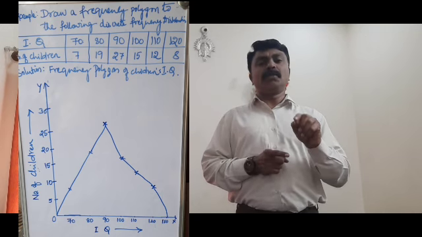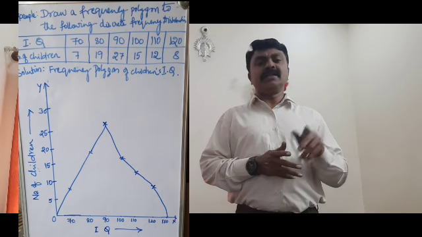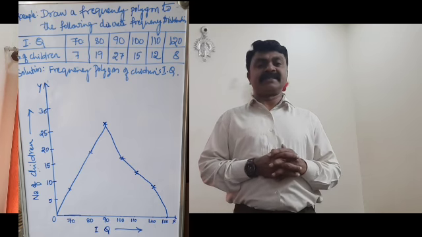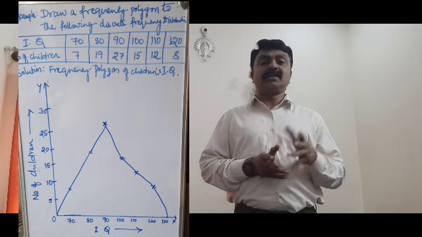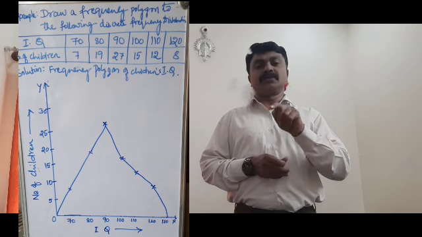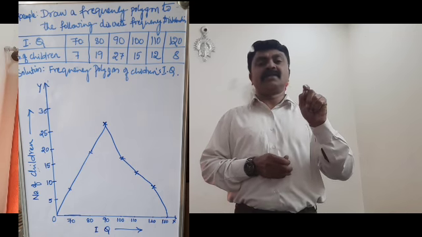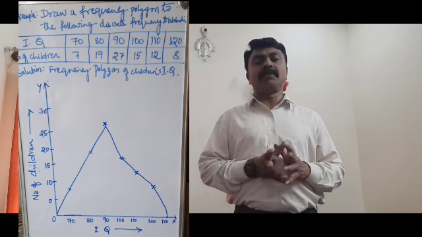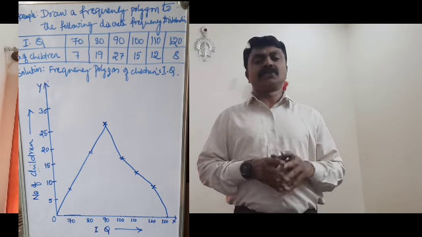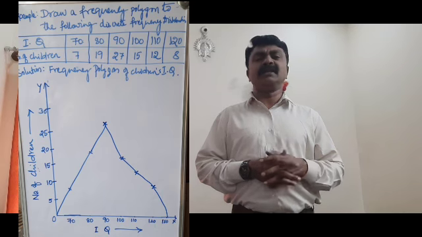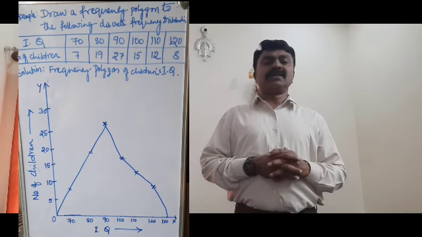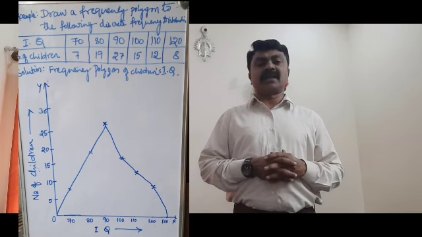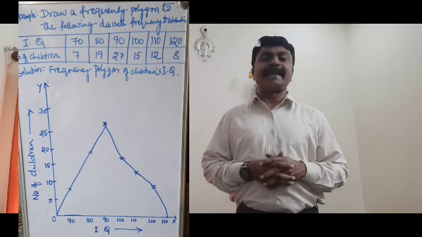You put a point at each corresponding value of the discrete series, that is, the IQ of the children. Based on that, you join all the points with lines. Then finally we get the frequency polygon. This is widely used in research methodology, and Excel is also used. We can call it a line graph.